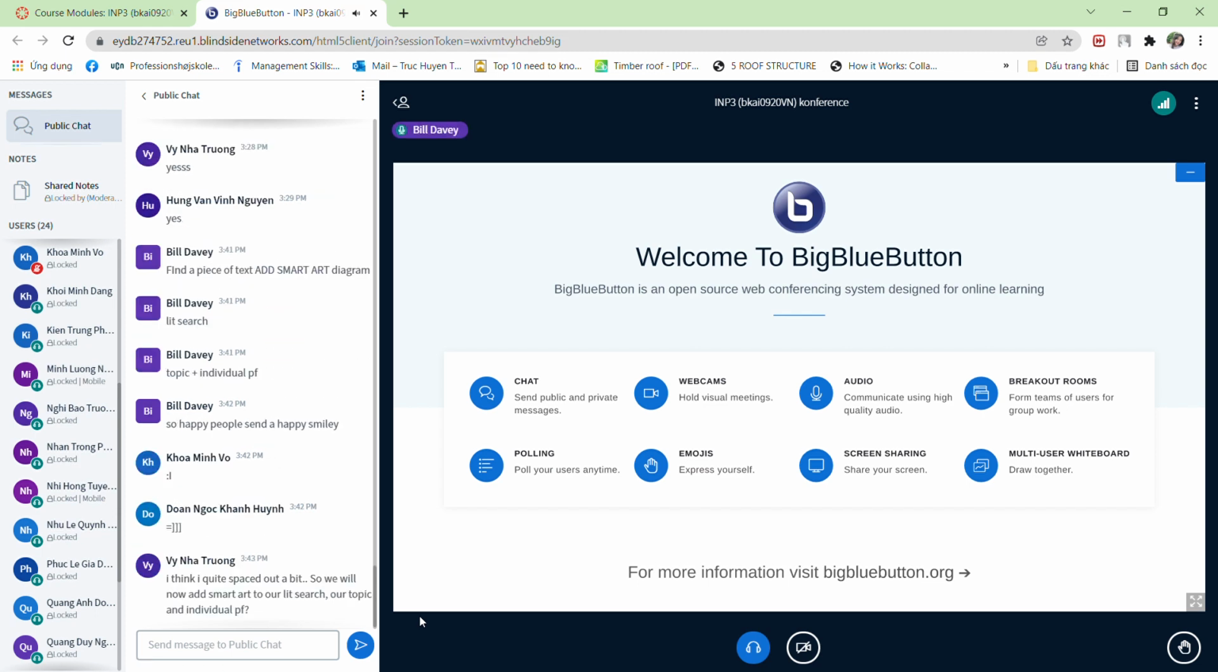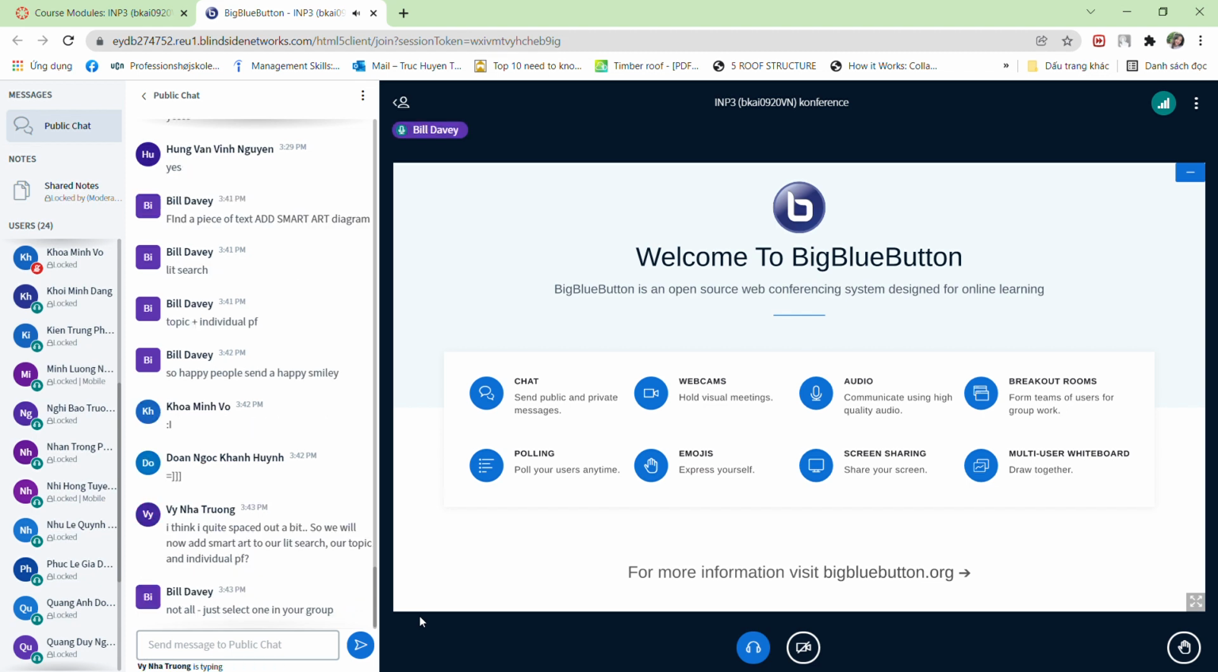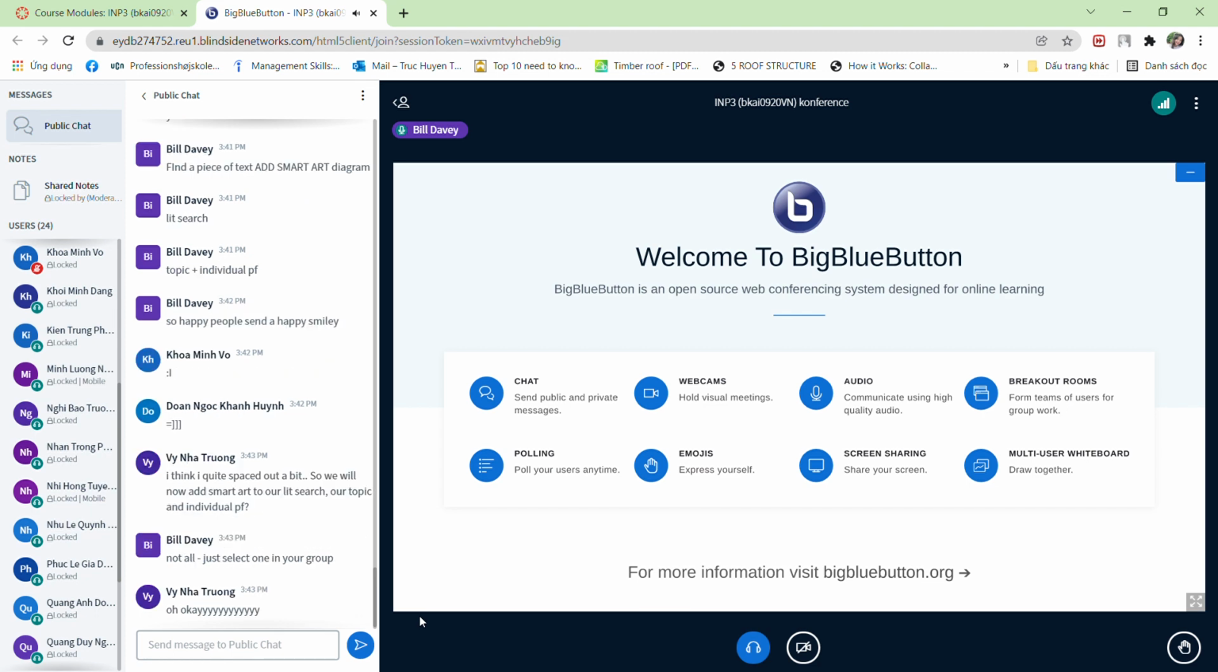Okay, there are some, hang on a minute. I think I quite spaced out a bit. So we will ask that. No, not all of them. Just select one in your group. So you don't select all of those things, Vi. Okay, so you just select, for example, your literature search, and then you show me your literature search as a smart art.